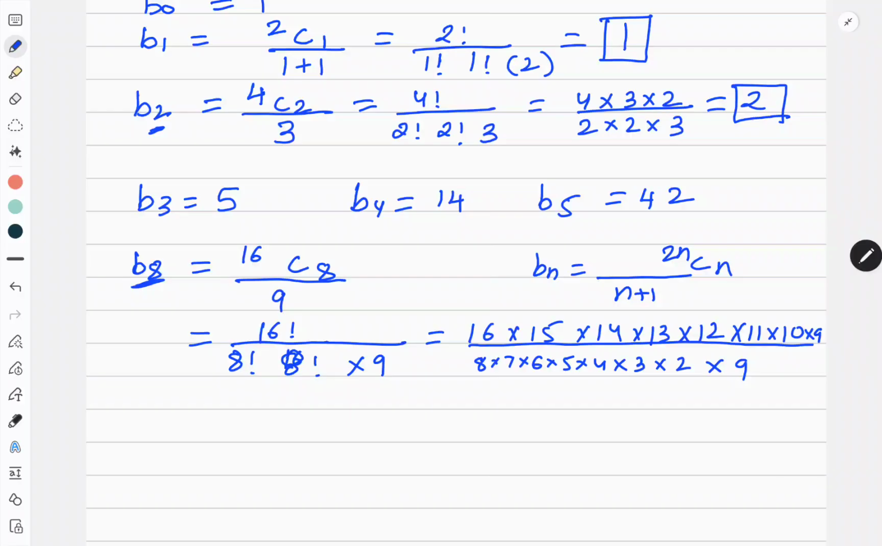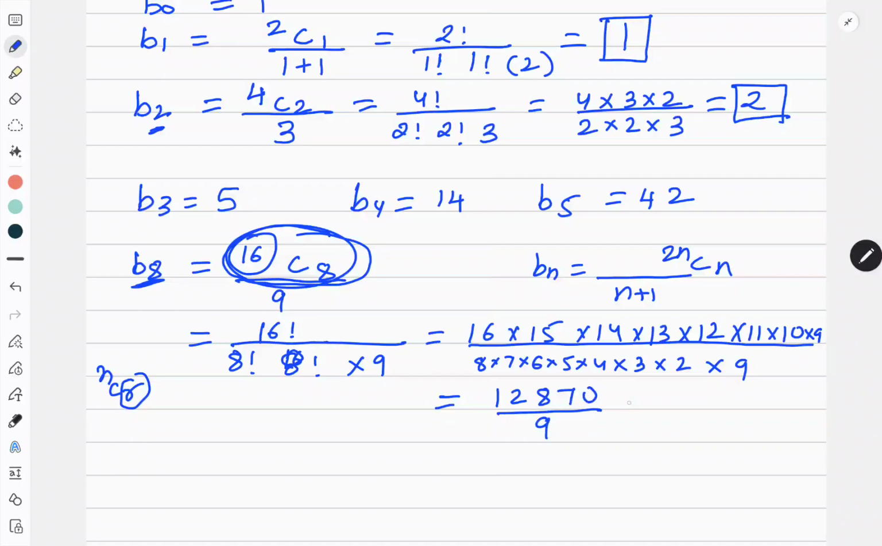I can cancel all the terms, but the smart way is to take your calculator. There is an nCr function in your calculator. Put 16, shift nCr, and r is 8. So directly you will get the value, you don't have to calculate. So 16C8 you will get from the calculator, and that value upon 9 will be the answer. If you put it in the calculator, the value of 16C8 is 12870. So 12870 upon 9 is nothing but 1430. So this is the value of B8.